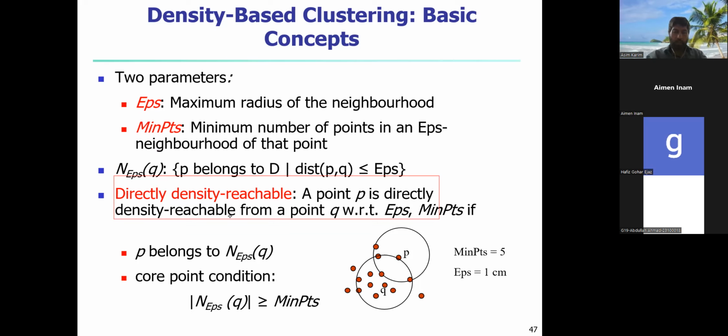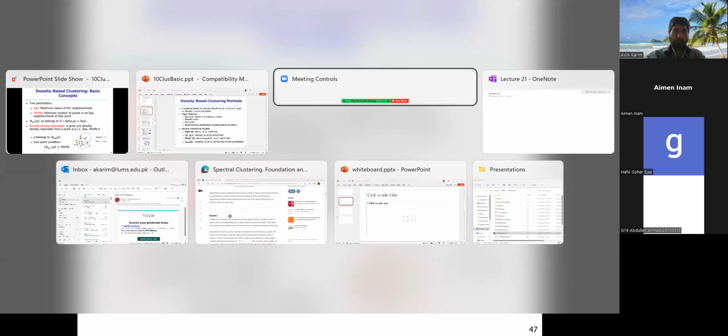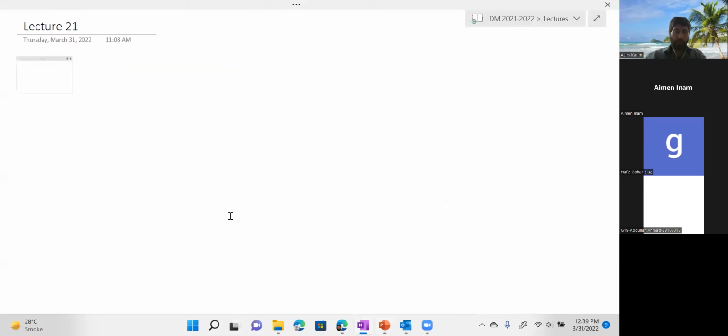And then based on this, there are a couple of definitions. We discussed three definitions last time: core points, border points, and outliers. There are a couple of others as well: directly density reachable and density reachable, and of course density connected. So let's discuss this. Maybe I can go back to my slides. So we talked about core point, we talked about border point or object, and then of course outlier.